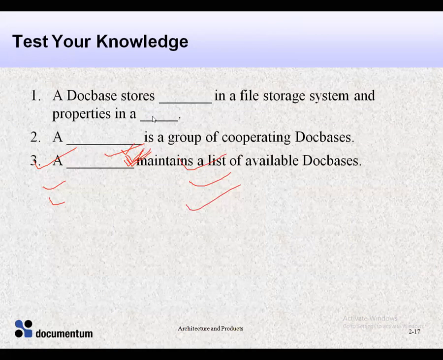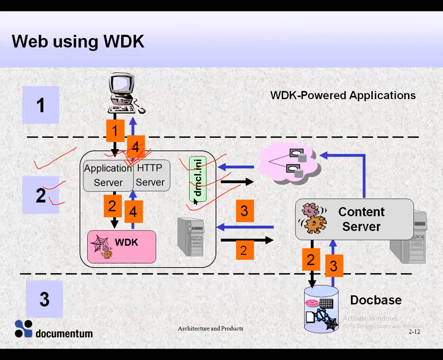DMCL.ini, what is that? It's a kind of file that has the connection information for the content server. It's kind of an address file. If any client has to connect with the content server, then this DMCL.ini file is required. Basically, it has been changed to DFC. Let me show you.